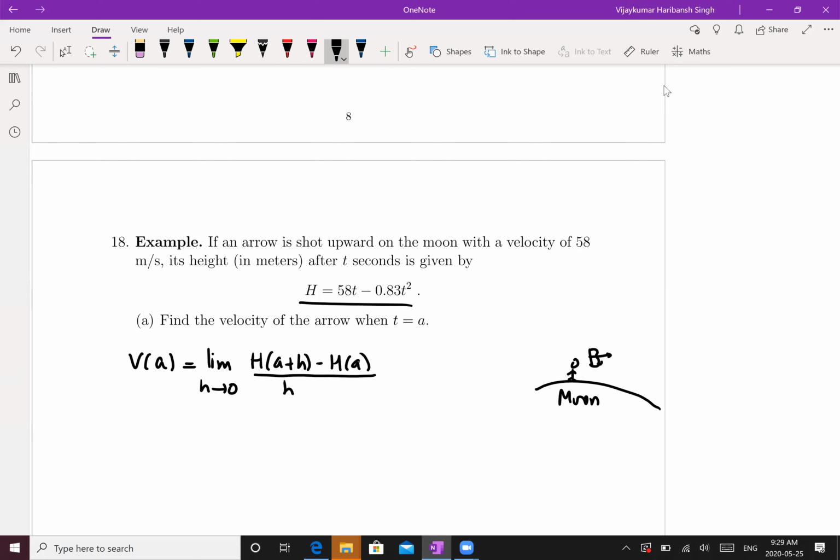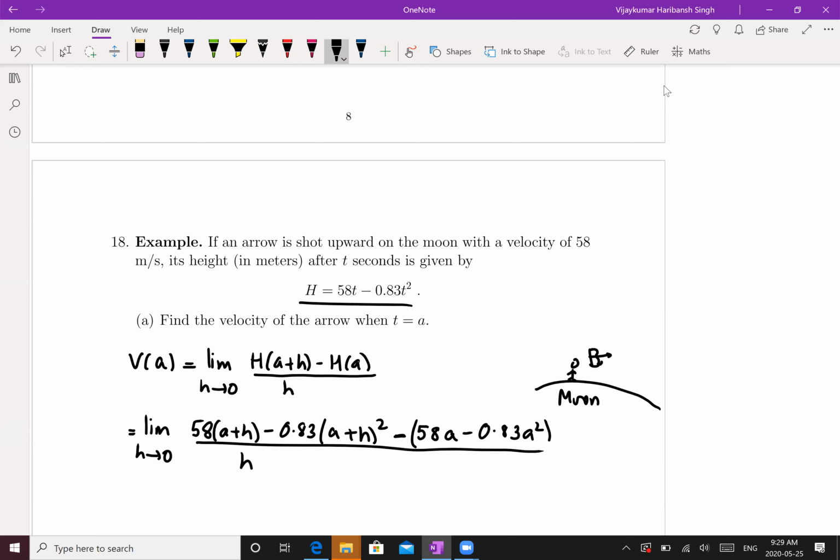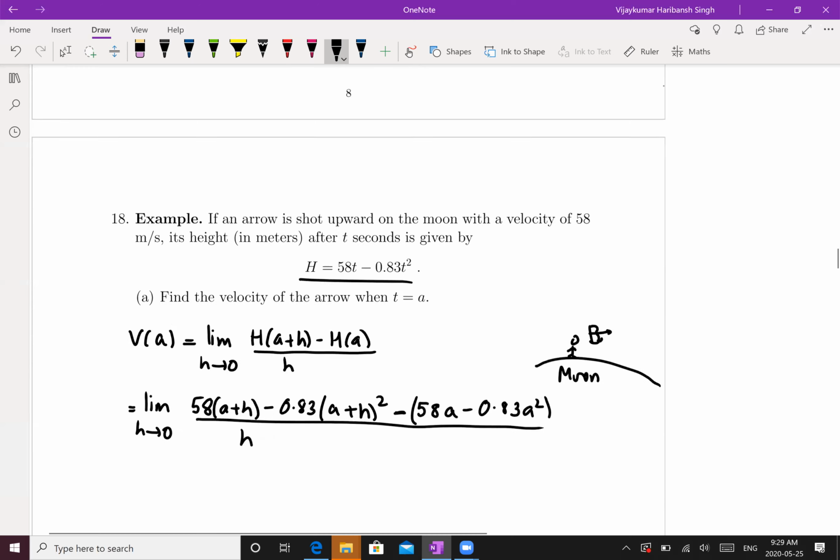So this is going to be the limit as h goes to 0 of 58 times a plus h, minus 0.83 times a plus h the whole squared, minus h of a, which is 58a minus 0.83 a squared, the whole divided by h. Now we need to find this. So how do we go about it?